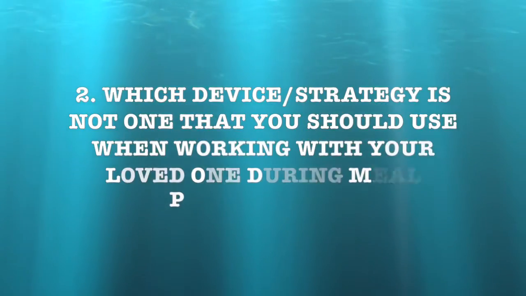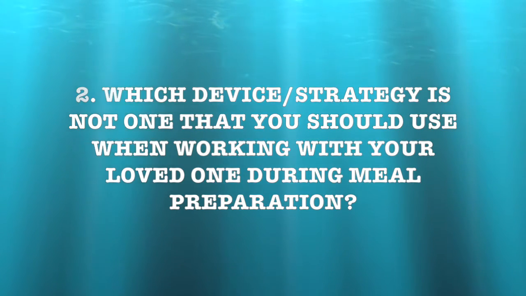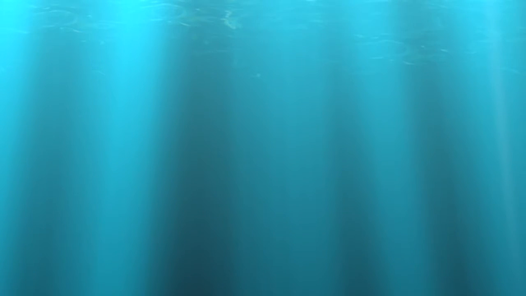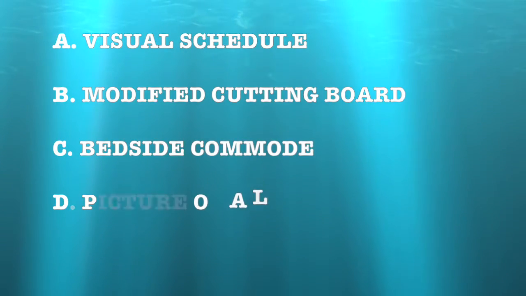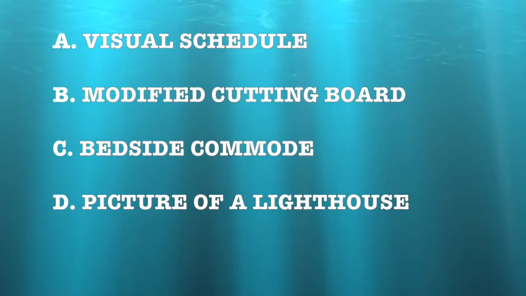Okay. All right, on to the second question. Which device strategy is not one that you should use when working with your loved one during meal preparation? So the choices there are A, visual schedule, B, modified cutting board, C, bedside commode, or D, picture of a lighthouse. So which one of those would you not use when doing meal preparation?